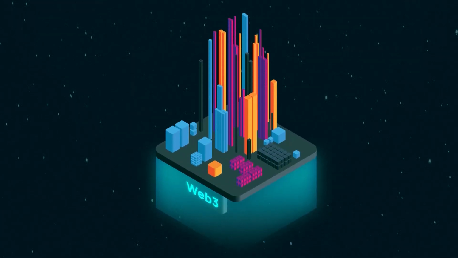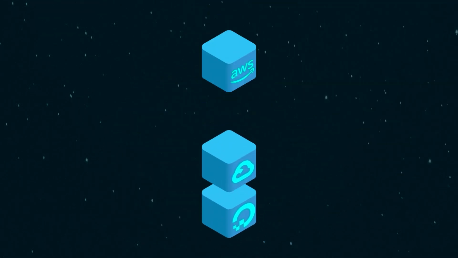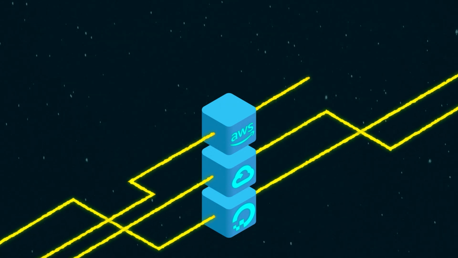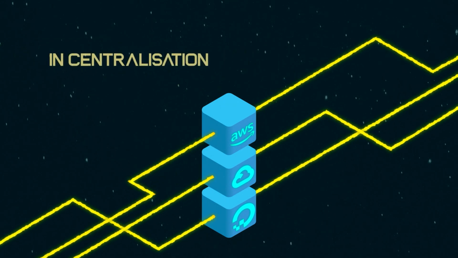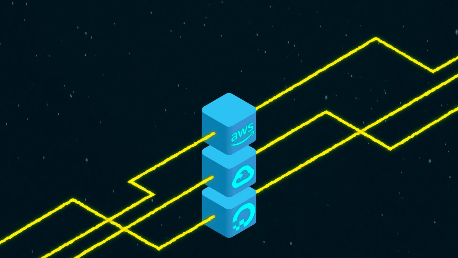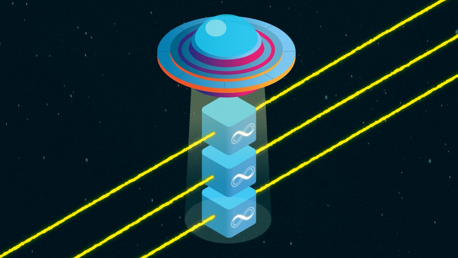Web 3 is the future, but it's still much harder to use than Web 2. The industry is fragmented across many blockchains, forcing Web 3 builders to choose between difficult compromises in centralization versus usability. These compromises were only necessary because Web 3 was incomplete. In May 2021, this all changed with the launch of the Internet Computer Protocol, or ICP.